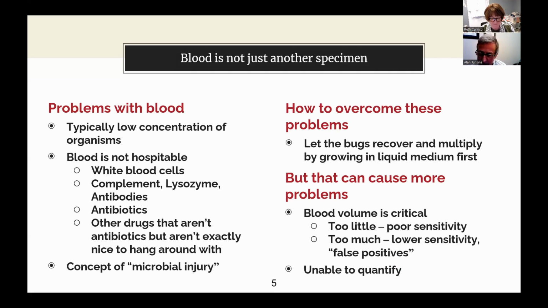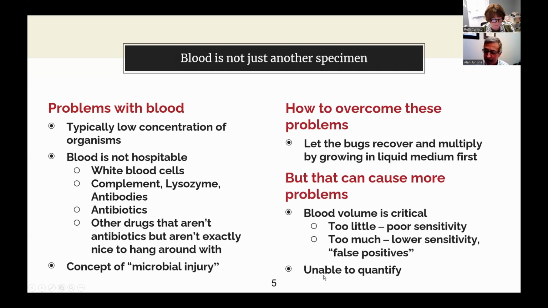But the problem with a culture that we do in broth only like that is, one, the blood volume is critical. If you don't put in enough blood, you're going to have poor sensitivity. But if you put in too much blood, then you've got too much of all this bad stuff from blood, and that's going to lower your sensitivity as well. There's also some issue with what I'm calling false positives, which I'll talk about a little bit later. But I think a big deal with broth cultures is that I can't quantify.